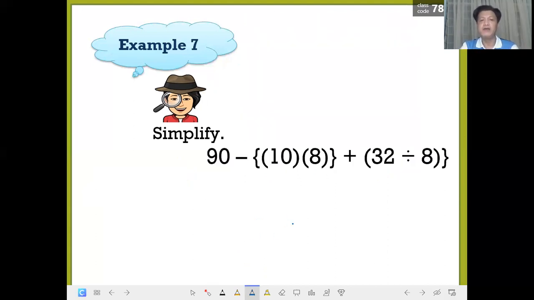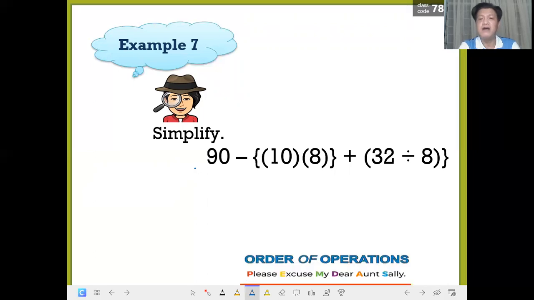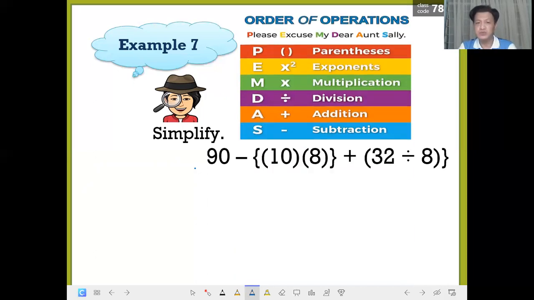Okay, number 7. Simplify 90 divided by the quantity of 10 times 8 plus the quantity of 32 divided by 8. Okay, so lagi natin tatandaan, you do not perform this as straight. Ibig sabihin, hindi pwede idiretso natin sa calculator to. Mag-iiba po yung value. Okay, always remember the rule which is PEMDAS rule.